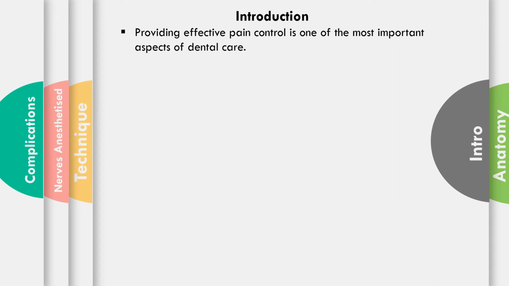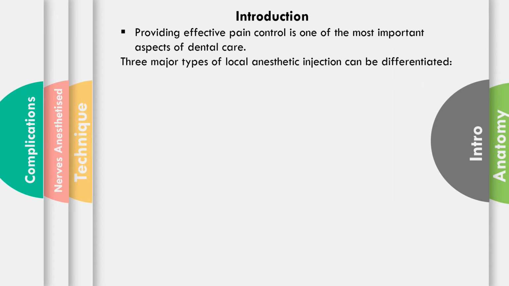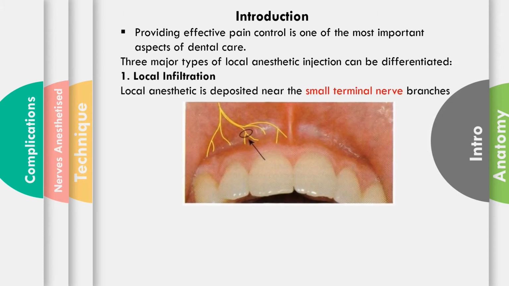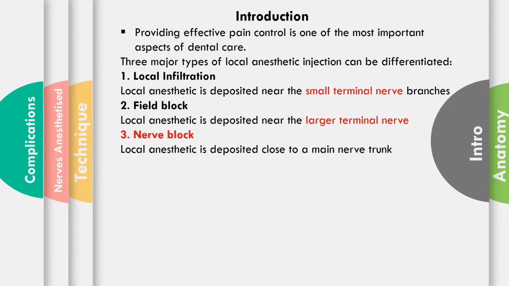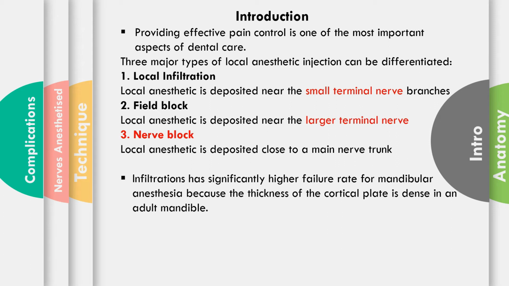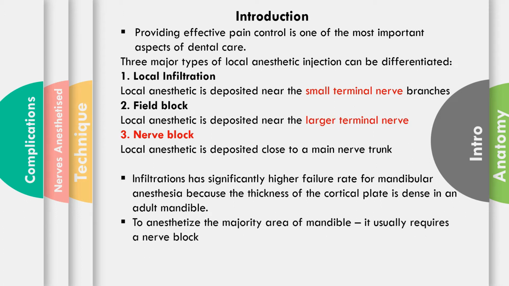Providing effective pain control is one of the most important aspects of dental care. There are three major types of local anesthetic injection. Depositing LA solution near the small terminal nerve branches is called local infiltration. Depositing LA solution near the larger terminal nerve is called field block. Depositing near a main nerve trunk is called nerve block. Infiltrations have a significantly higher failure rate for mandibular anesthesia because the cortical plate is very dense in an adult mandible. To anesthetize the majority area of the mandible, it usually requires a nerve block.